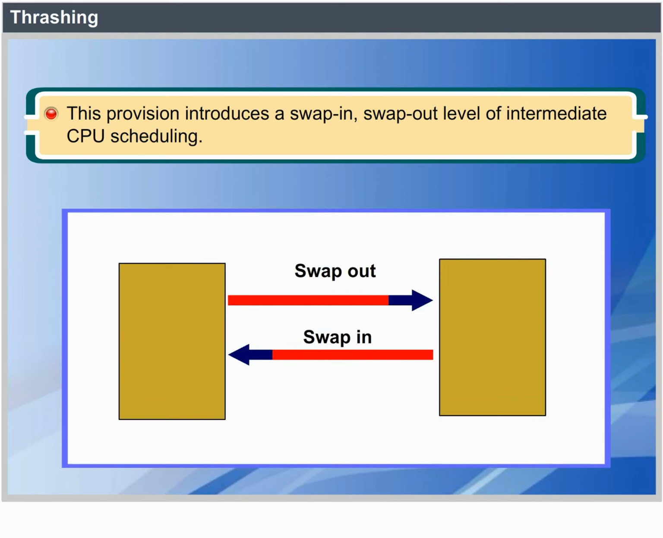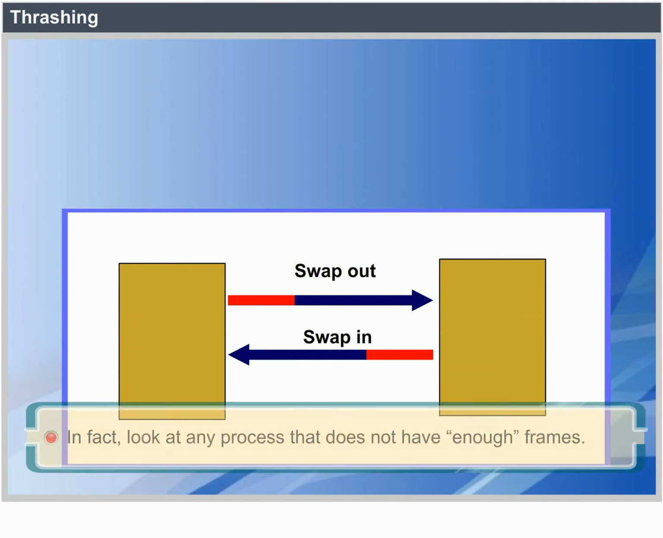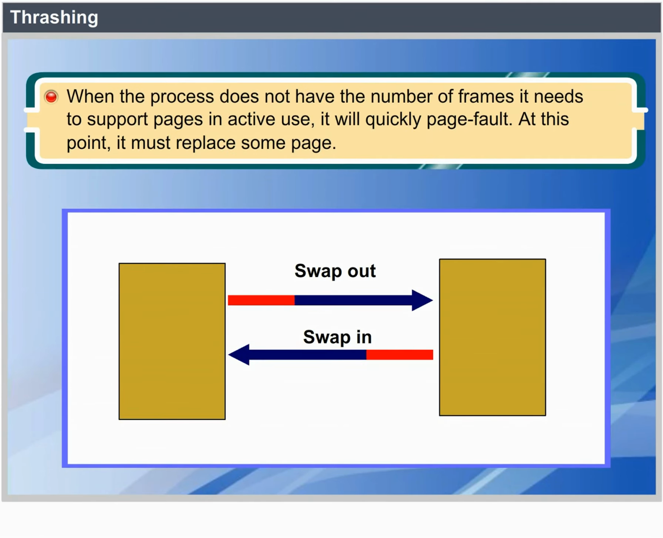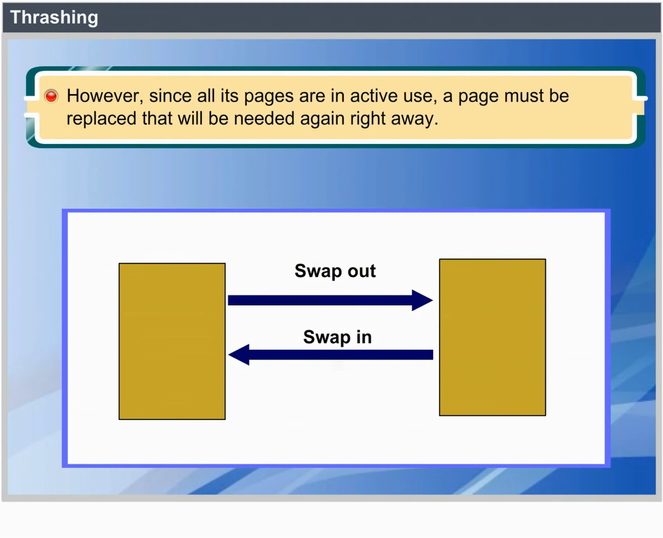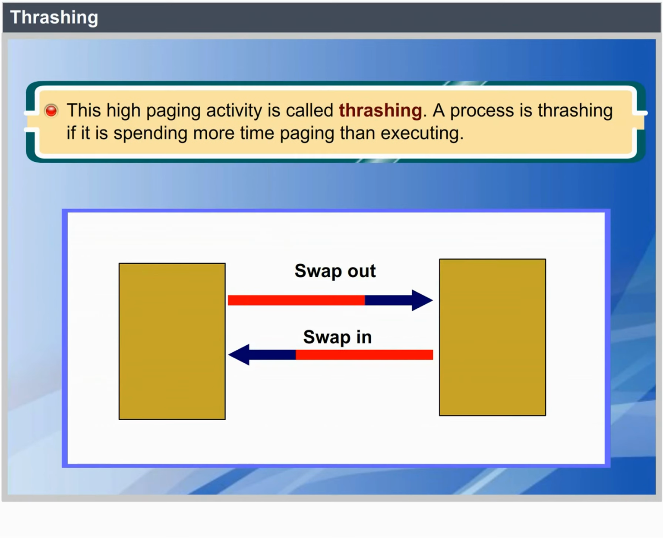In fact, look at any process that does not have enough frames. If the process does not have the number of frames it needs to support pages in active use, it will quickly page fault. At this point, it must replace some page. However, since all its pages are in active use, it must replace a page that will be needed again right away. Consequently, it quickly faults again and again, replacing pages that it must bring back in immediately. This high paging activity is called thrashing. A process is thrashing if it is spending more time paging than executing.